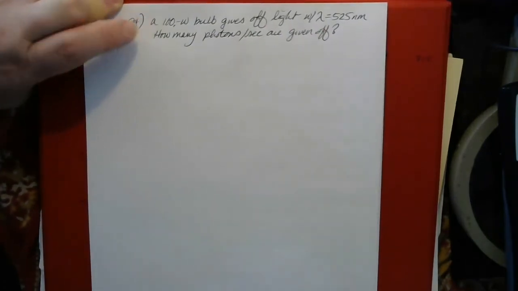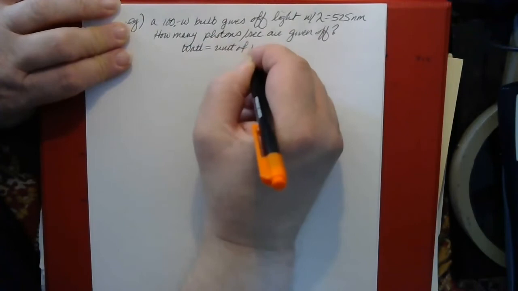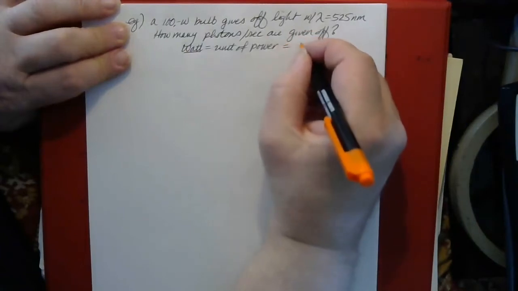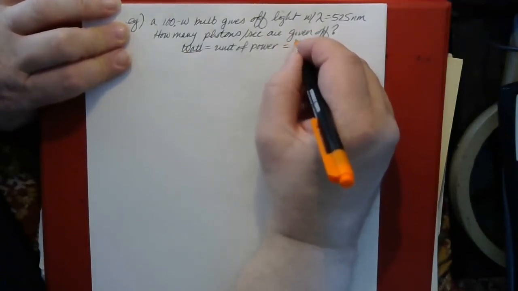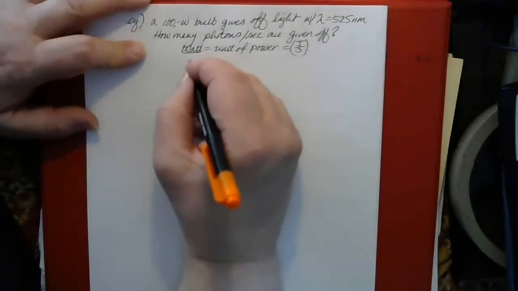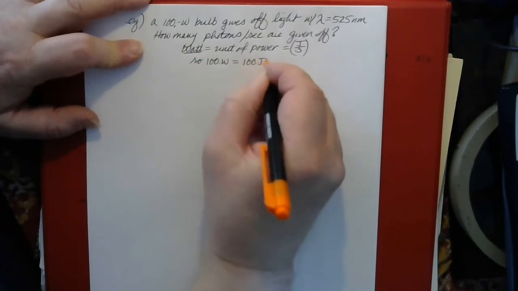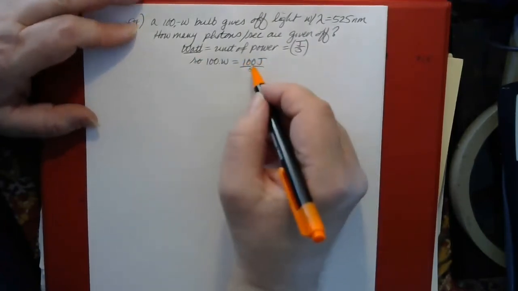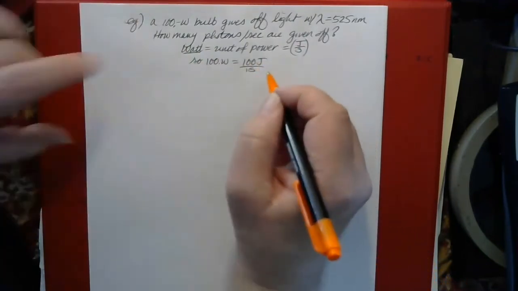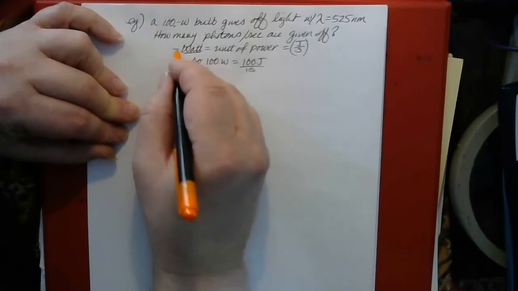Well, what you need to remember is a watt is a unit of power, and power is energy per unit of time. In this case, a watt is equal to a joule per second. So a 100-watt light bulb is giving off 100 joules of energy per second for every 1 second. So now that we realize that, we're going to find the energy of each photon of the light.